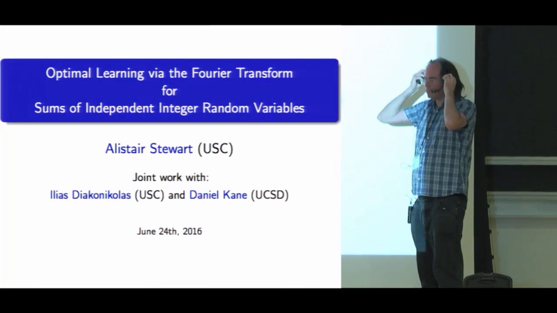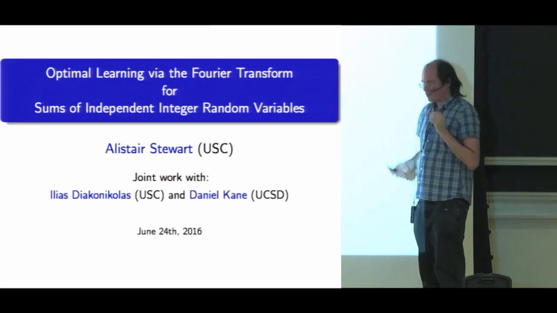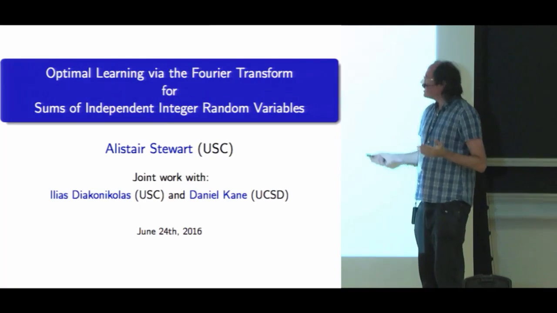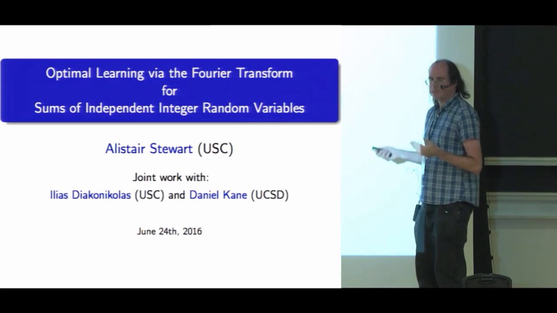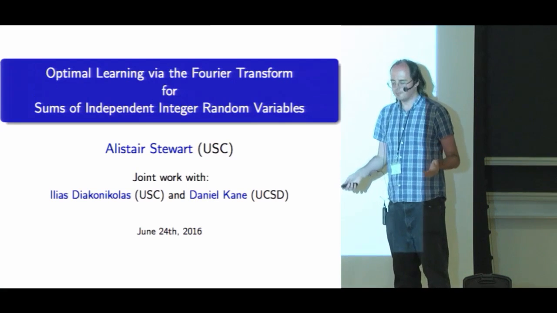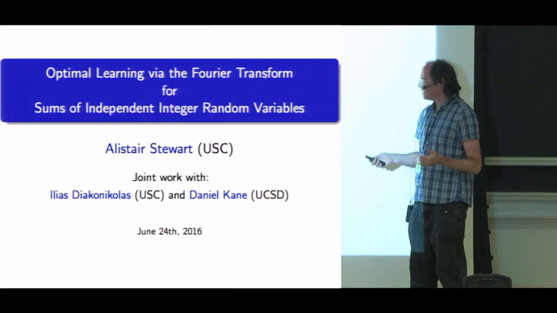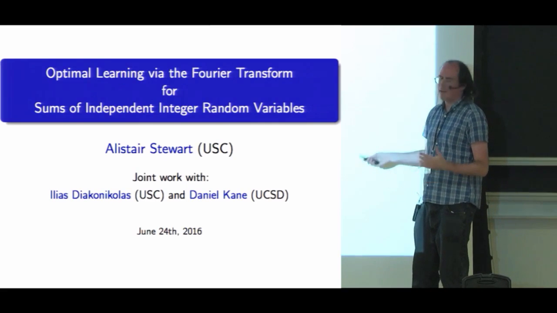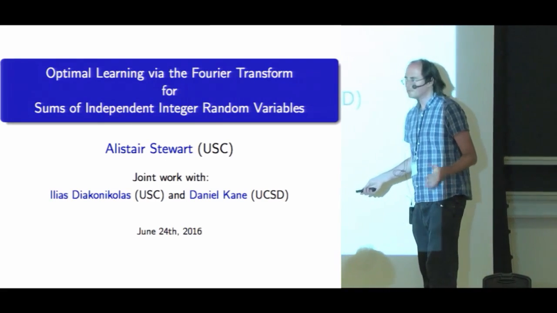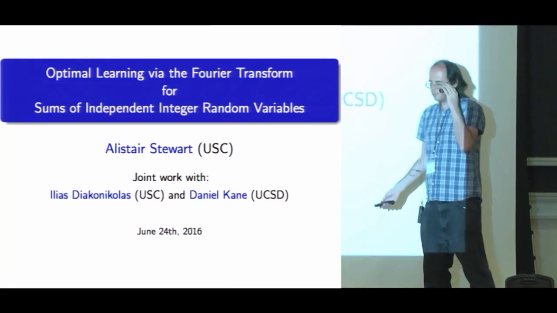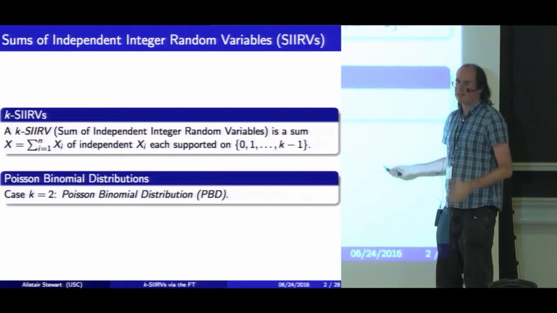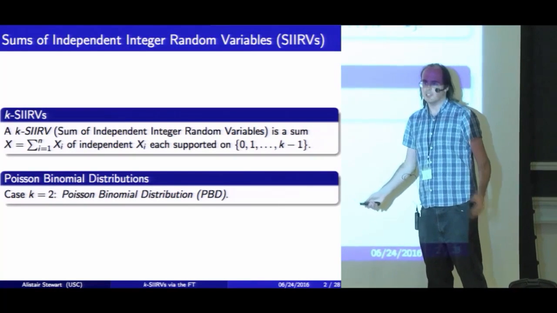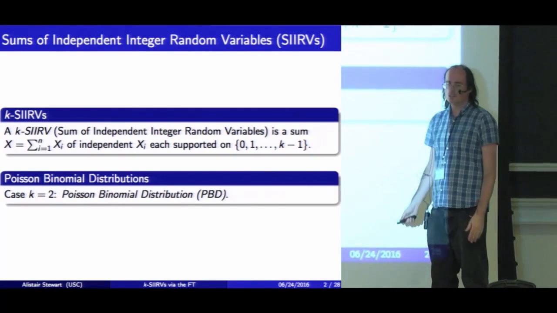So I'm talking about... we're studying a fundamental class of distributions, these sums of independent integer random variables, and we're interested in how we learn these. What's their structure? Sums of independent integer random variables is a bit of a mouthful, so we use K-SIIRV for short.